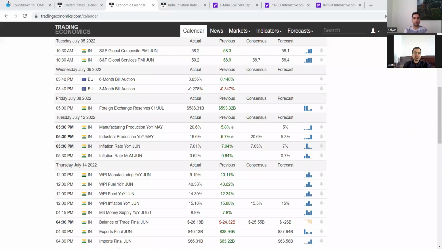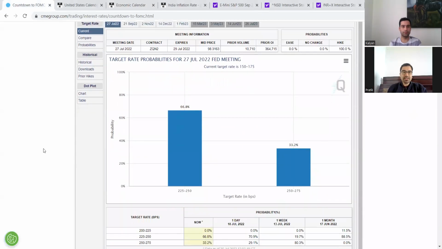If you look at these target probabilities, these are the probabilities for the July 27th meeting. This is the 75 basis point hike, which is 0.75%. This is the 100 basis point hike. At one point of time, the 100 basis point probability went up to 80-90%. Right now it is down to 33%. So market participants are now expecting a 75 basis point hike, and that is more likely to happen at this point of time, in my view.